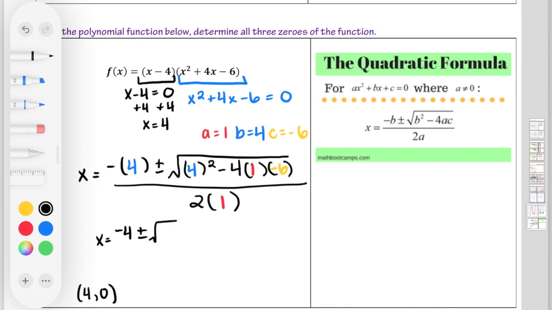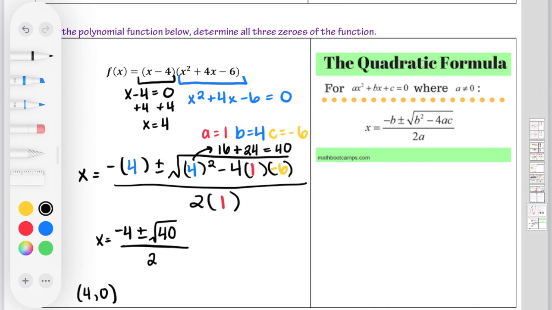So I have -4 plus or minus the square root of 4 squared minus 4 times 1 times -6. You could do this in a calculator. You can just type it in as you see it under the square root. I'm going to do it by hand, but you can totally type it into a calculator. 4 squared is 16. Minus 4 times 1 times -6. Well, multiplying by 1 doesn't change anything, so it's really just -4 times -6, so that's going to become plus 4 times 6, which is 24. 16 plus 24 would give me 40, over 2 times 1, which is just 2.